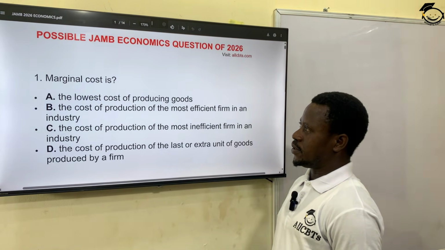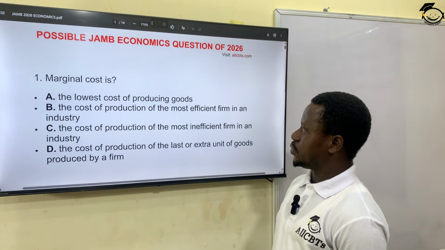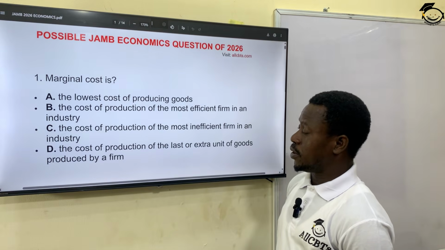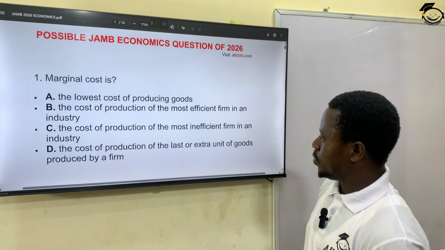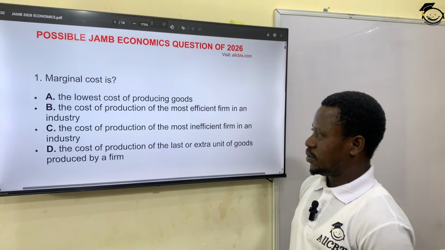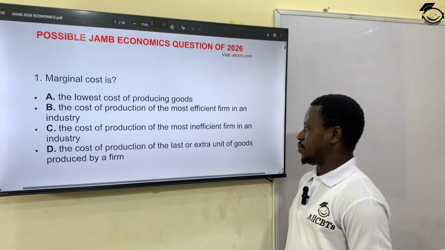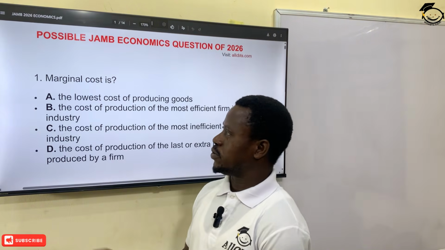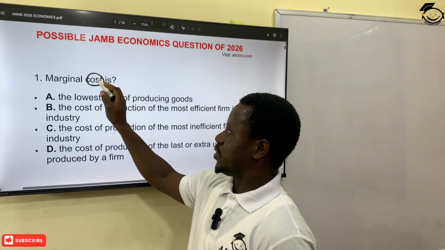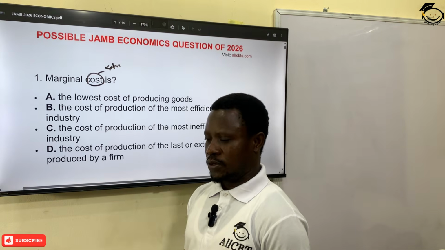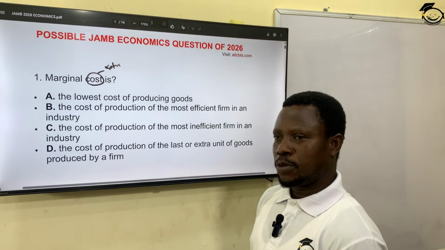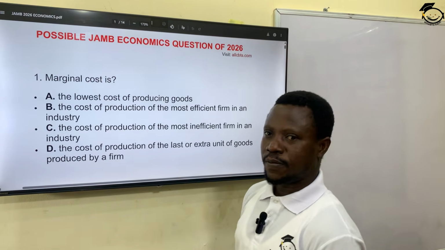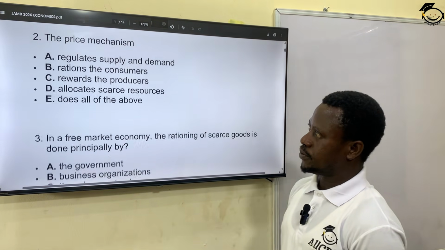Marginal cost is the lowest cost of production goods, the cost of production of the most efficient firm in an industry, the cost of production of the most inefficient firm in an industry, the cost of production of the last extra units of goods produced by a firm. When we say marginal cost, we are talking about what you spent on extra units produced. So the correct answer here is option D, the cost of the extra units produced by a firm. Okay, let's see the next question.